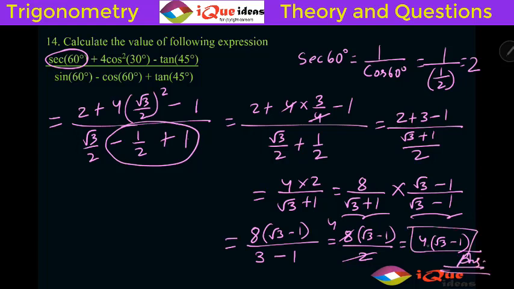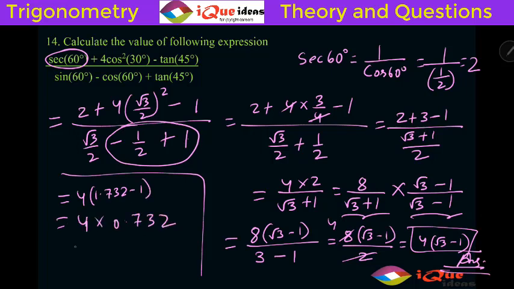If the value of root 3 is required, you can put it and get the answer as 4 into 1.732 minus 1. So it is 4 into 0.732, and that would have given us 4 2s are 8, 4 3s are 12, and 4 7s are 28, 29. So 2.928.